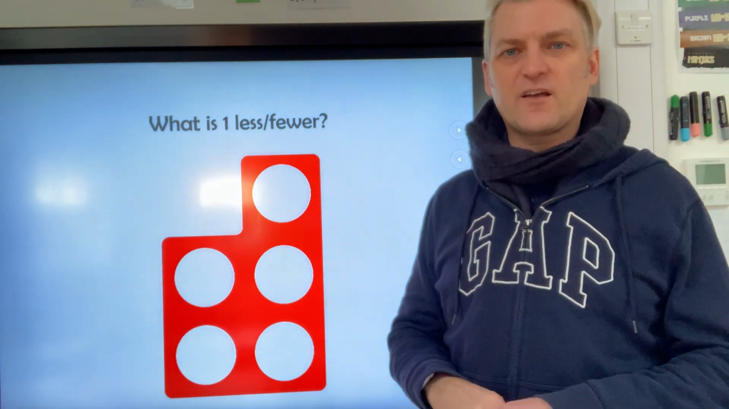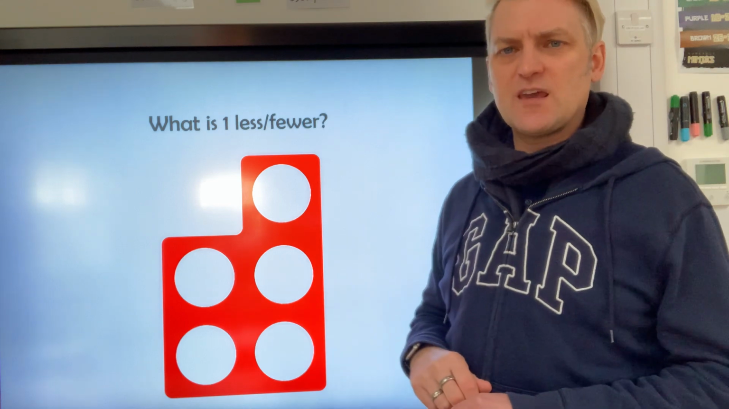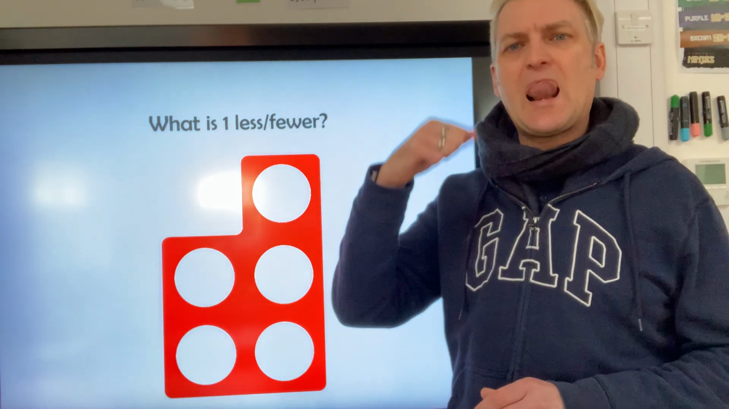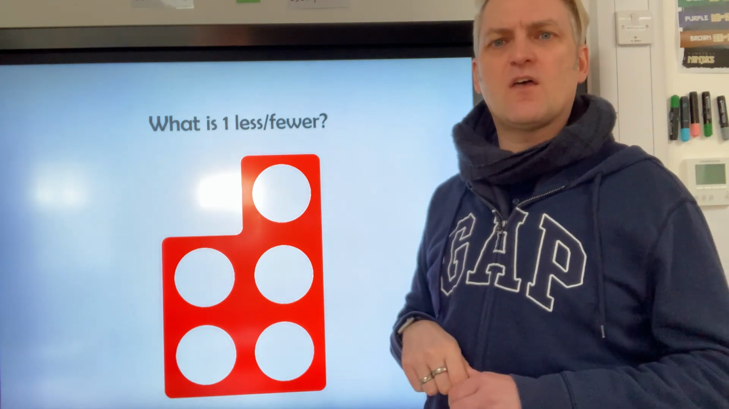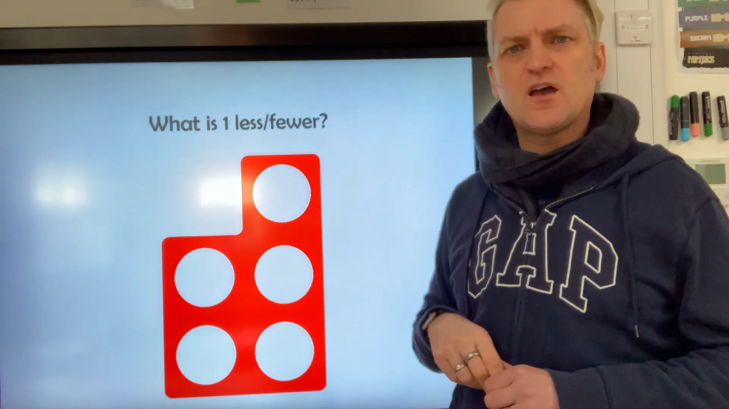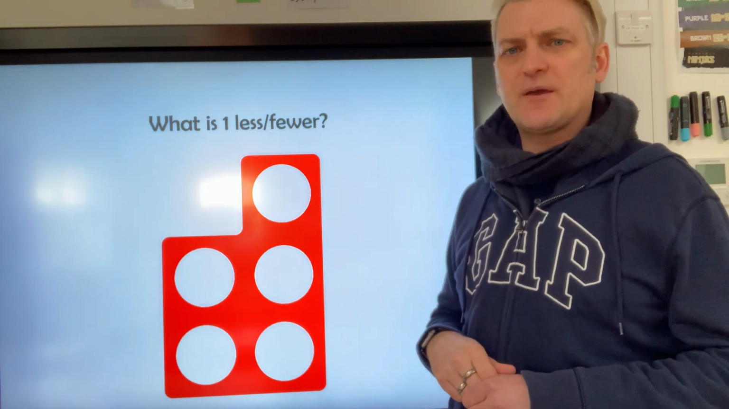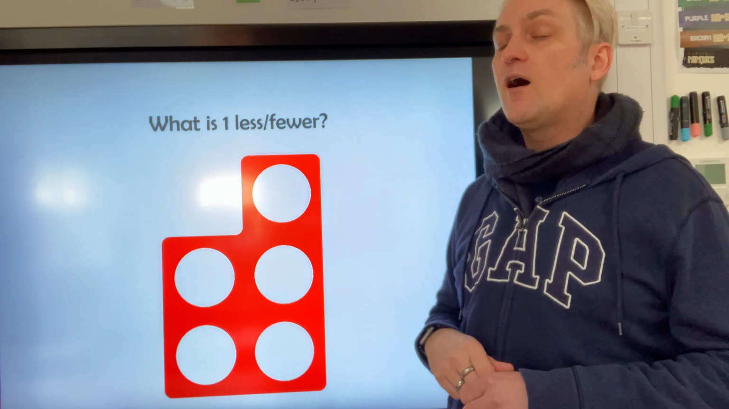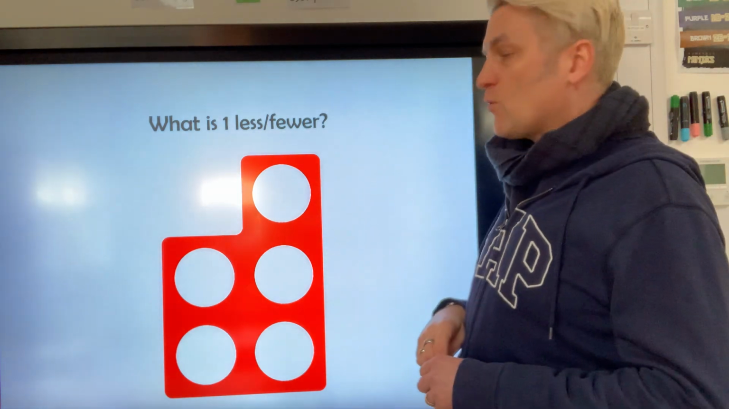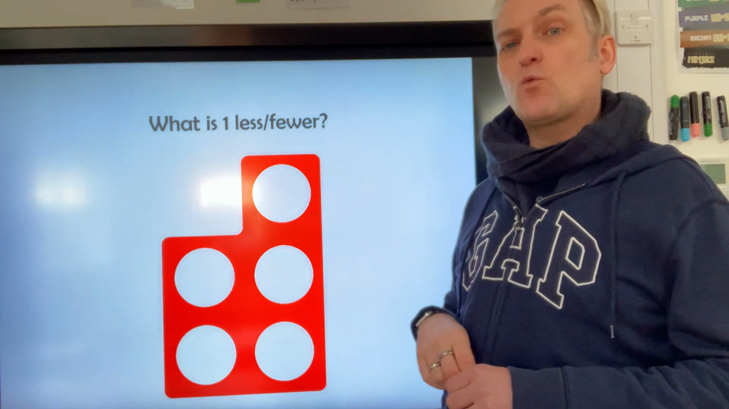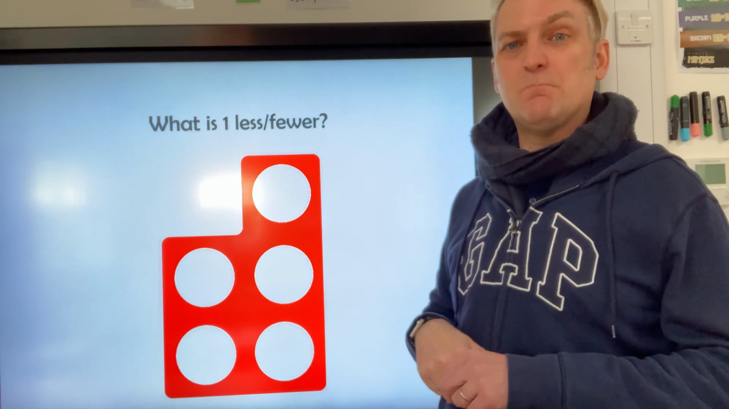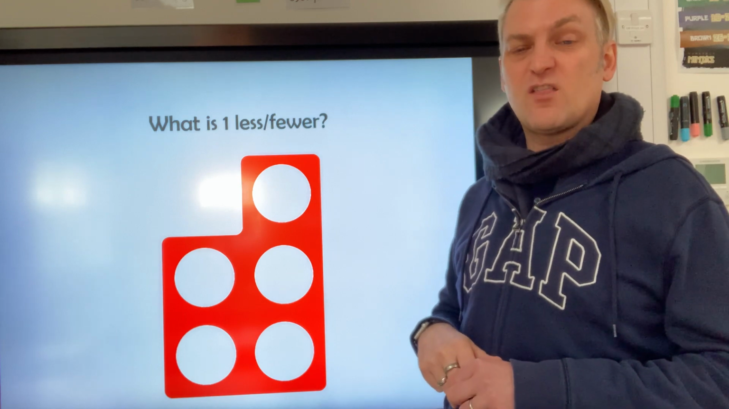Okay, now we're going to have a go using our numicon shapes, but instead of doing one more, we're going to do one less, or some people say one fewer. So let's start looking at this numicon piece. What number is this numicon piece? It is the number 5. Well done if you said 5. Now, one less or one fewer means that we're going to take one of them away. They're going to disappear. So it's the number that you might say before the number 5.